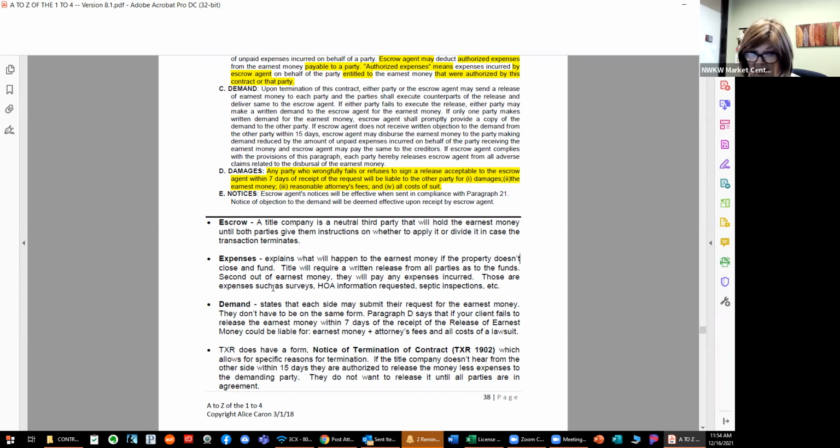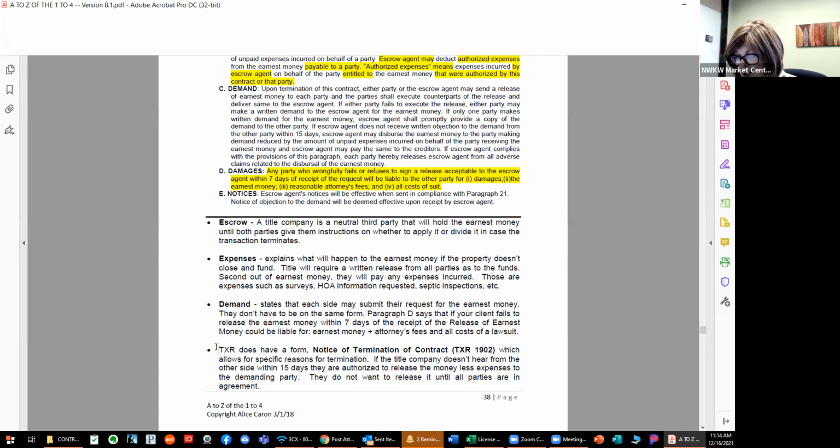Demand states that each side may submit their request for the earnest money. They don't have to be on the same form. Paragraph D says that if your client fails to release the earnest money within 7 days of the receipt of the request, they could be liable for earnest money plus attorney's fees and all costs of a lawsuit. You don't want it to get to that point, but they've got 7 days of receipt of the request, and will be liable if they don't sign it when they know the other side's entitled to it. They're just stalling.